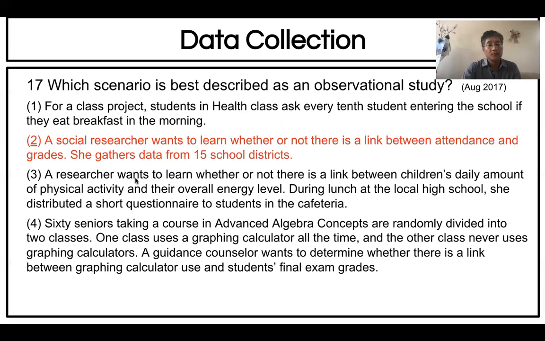Number three wants to learn whether or not there's a link between children's daily amount of physical activity and their overall energy level. During lunch at the local high school, she distributed a short questionnaire to students in the cafeteria. So this is not an observational study, this is a survey, right? Number four, 60 seniors taking a course in advanced algebra concepts are randomly divided into two classes. One class uses a graphing calculator and the other class never uses graphing calculators. A guidance counselor wants to determine whether there is a link between graphing calculator use and students' final exam grade. So to control the groups, one uses the graphing calculator and one does not. It's a controlled experiment, right?